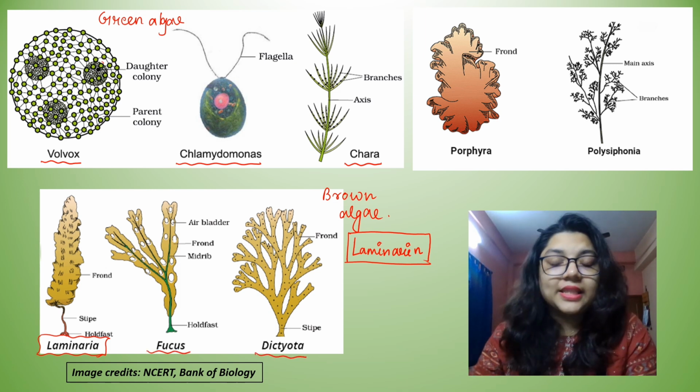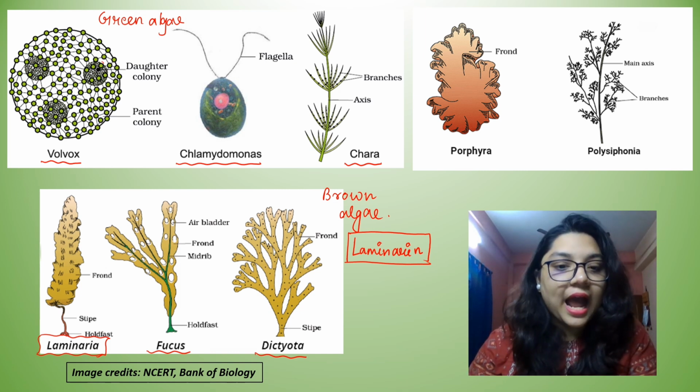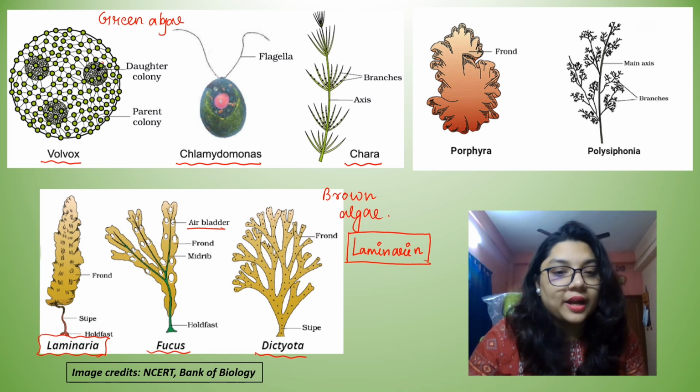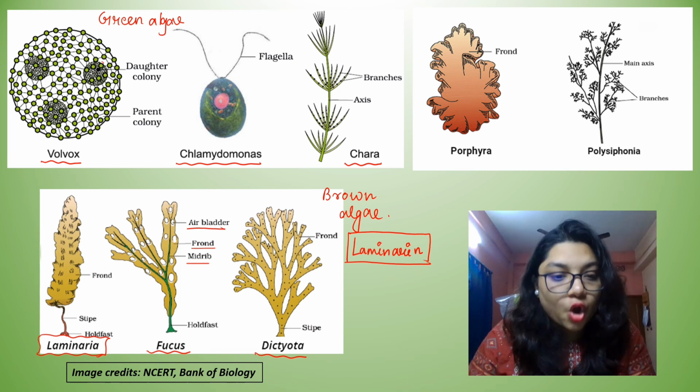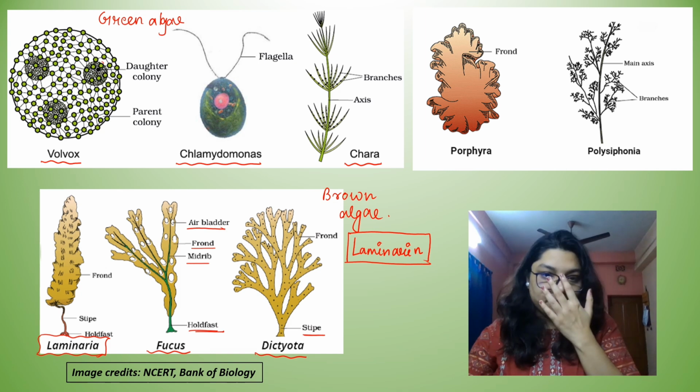Again, I am saying that you should be able to label these. Say the Fucus image is given and here there's a dash given. So you should be able to write this is the air bladder. This is the frond. The central line is the midrib. The stalk below is the holdfast. In case of Dictyota, the stalk below is the stipe. That you should be able to write.